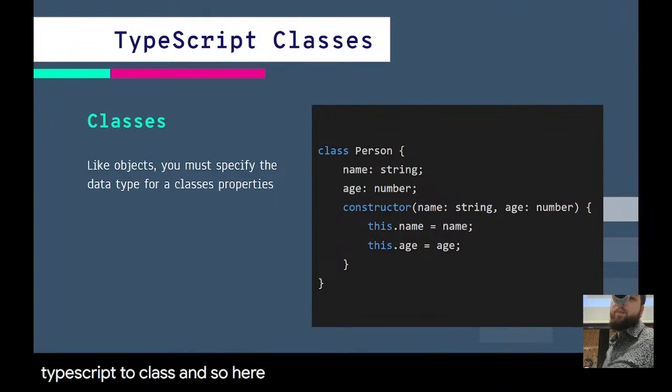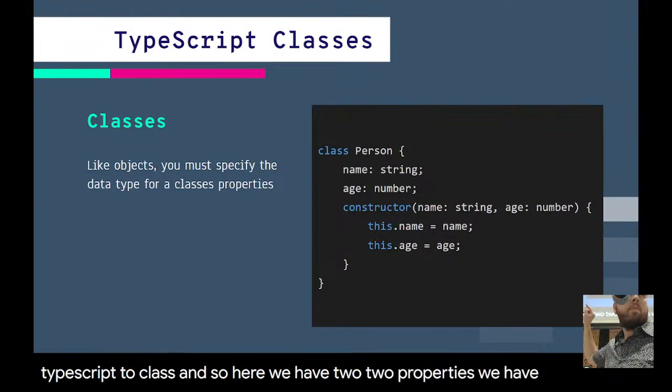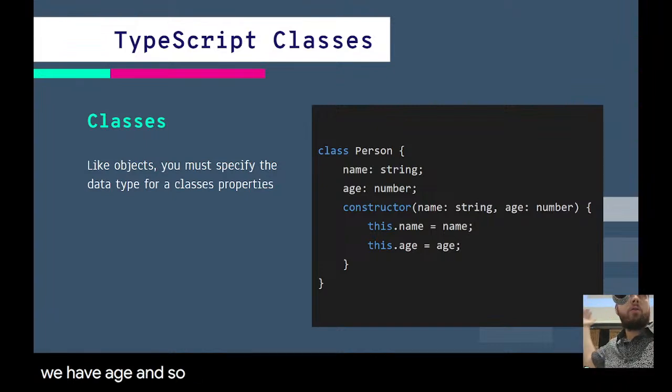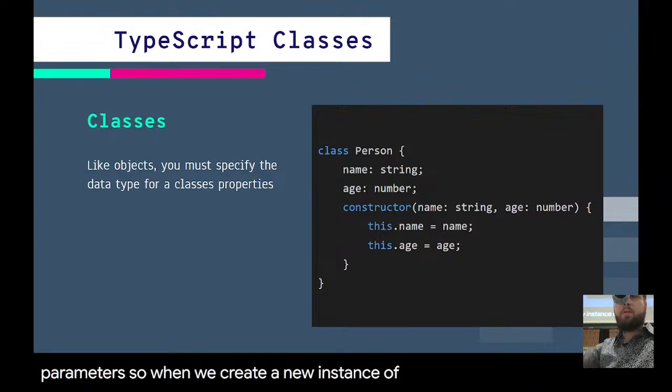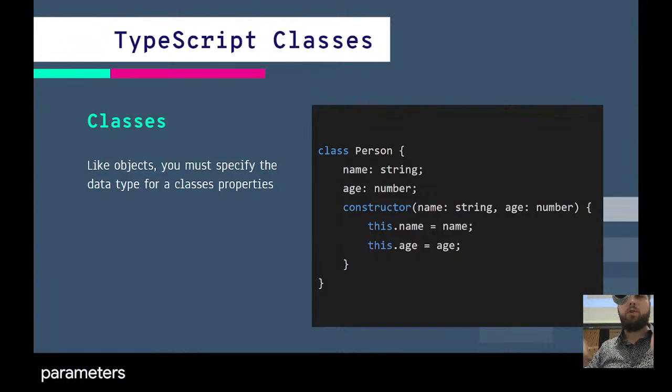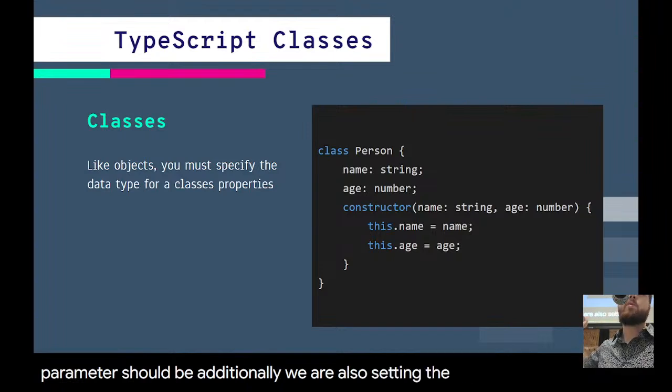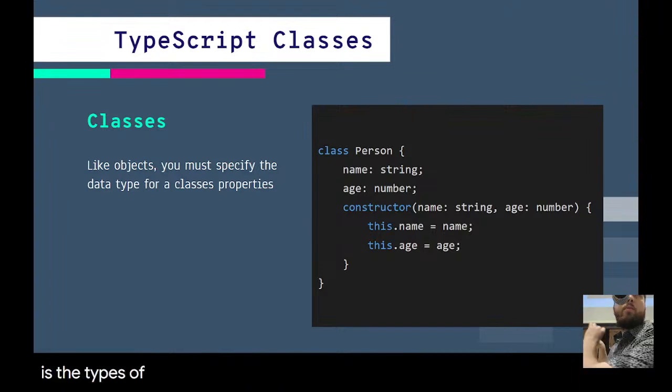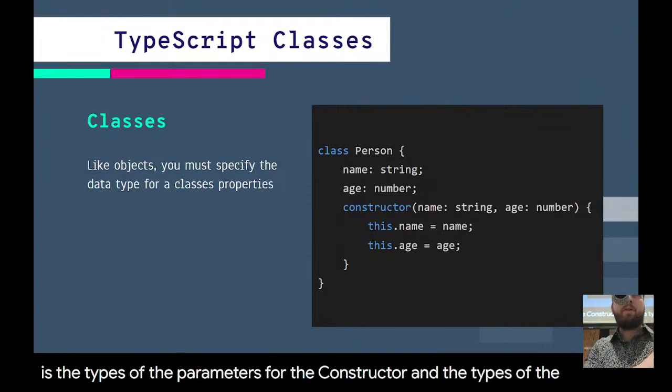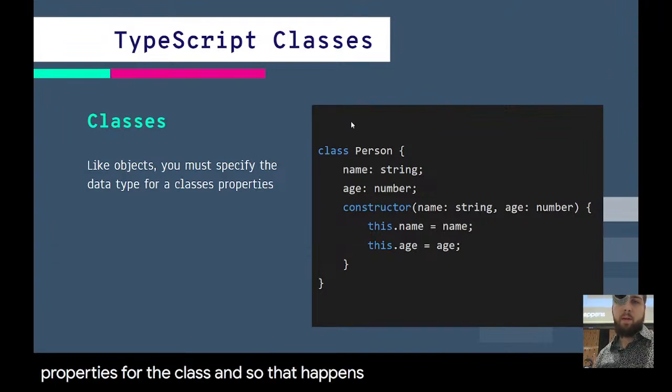And so here we have two properties. We have name and we have age. And so in our constructor, we will define the types of these parameters. So when we create a new instance of person, we know what the parameters should be. Additionally, we are also setting the types of the properties. So the types of the parameters for the constructor and the types of the properties for the class. And so that happens up there is where we're defining the properties, and right here, parameters.